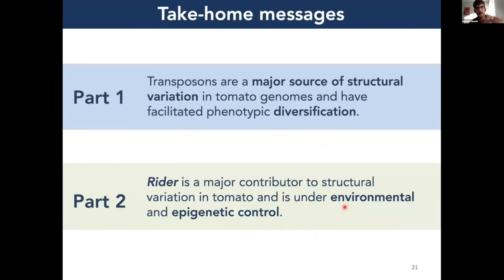So here are the two main take-home messages from my presentation. Transposons are the major source of structural variation in tomato genomes, and their activity has facilitated phenotypic diversification during tomato domestication and breeding. A major driver of this transposon-induced structural variation is rider. Rider, we have shown, is a very important and active transposon family in tomato, which is under environmental control and also epigenetic control by the plant host.